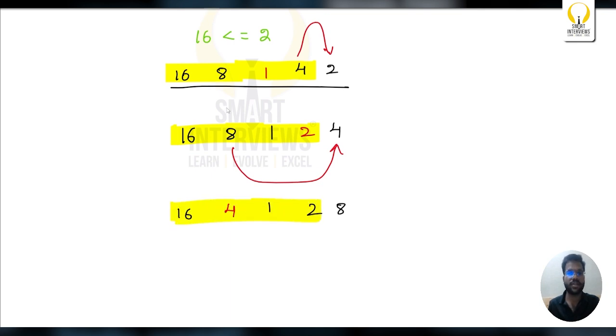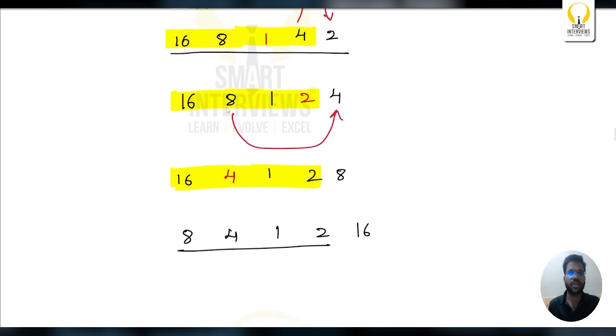Next, tell me, can I swap 16 with 8 now? It is possible. So we'll simply swap 16 with 8. So the final array would look like 8, 4, 1, 2, and 16. Now what is the value of the sum of the highlighted part of my array? So the value of sum here is 50, which is very less than 30.